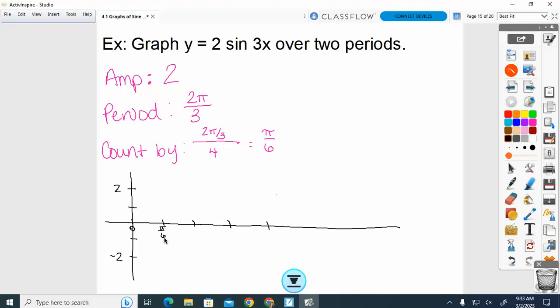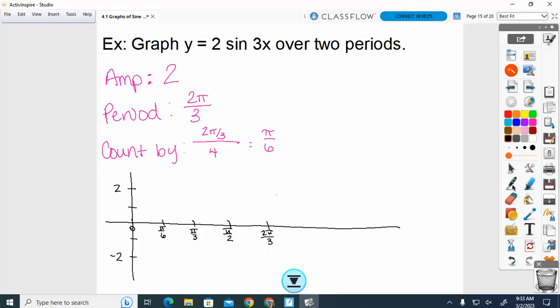So pi over 6 plus pi over 6 is 2 pi over 6, or pi over 3. Then 2 pi over 6 plus pi over 6 is 3 pi over 6, which reduces to pi over 2. 3 pi over 6 plus pi over 6 is 4 pi over 6, or 2 pi over 3. Notice, where did we see 2 pi over 3 before? Yeah, 2 pi over 3 was my period, and that is my 5th point. So we're doing good so far.